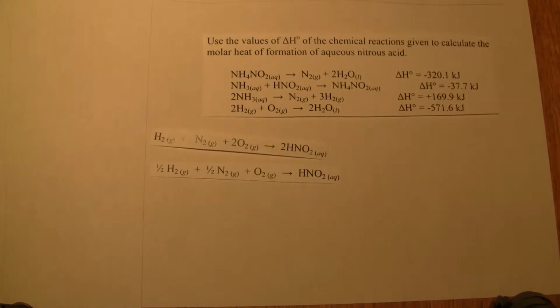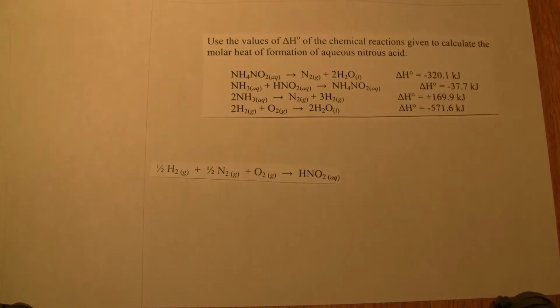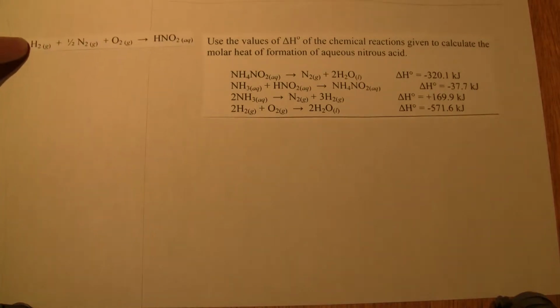So we then need to manipulate the 4 other equations to be able to use Hess's law and calculate the enthalpy change associated with this reaction. So I'm just going to put this in the corner. There we go.